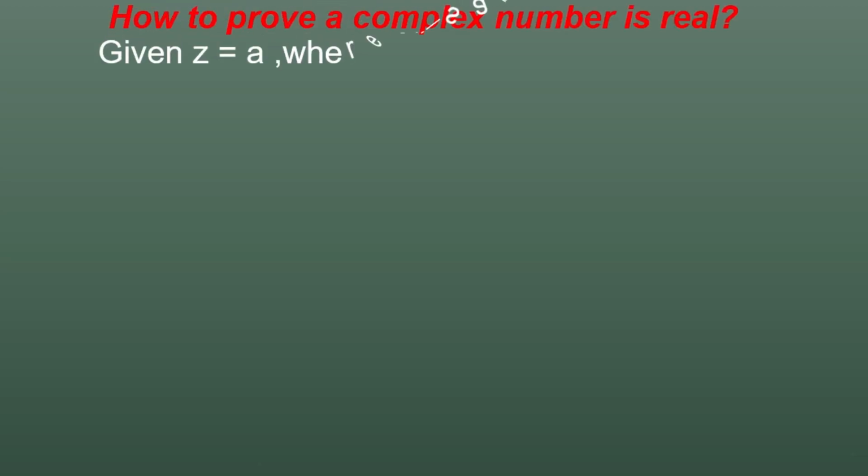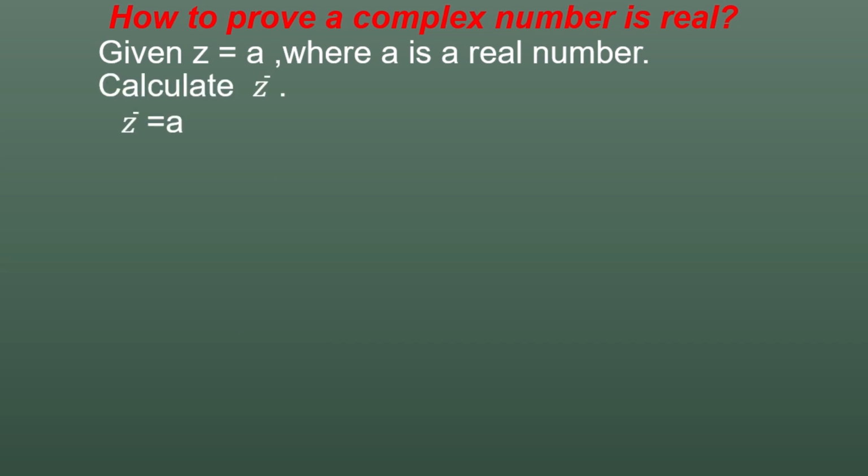In this video, we will learn how to prove that a complex number is real or pure imaginary. Given the complex number z equals a, where a is a real number, when we see z equal real number, we say that z is a real number. What can we say about z bar? Z bar also equals a. What do we conclude? Z bar equals z. If z equals z bar, we conclude that z is a real number.